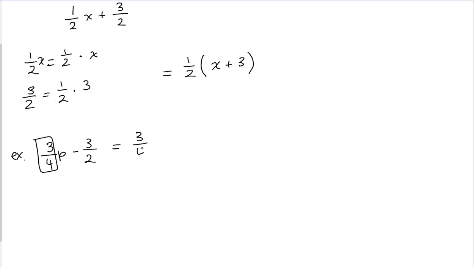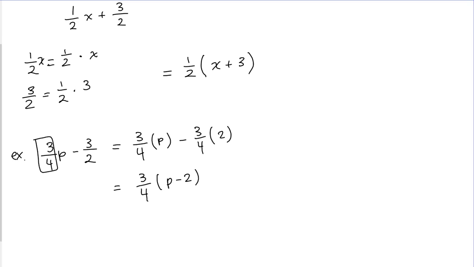So we know we're going to have 3/4, and what times 3/4 is 3/4 p? Well, p. Then we're going to put a minus sign. And what times 3/4 is 3 over 2? Well, that would be 2. So 3/4 times 2. And now we can rewrite this using the distributive property: 3/4 times p minus 2.